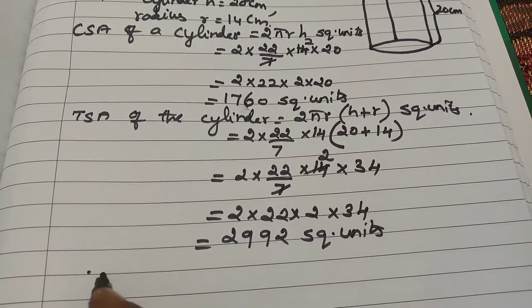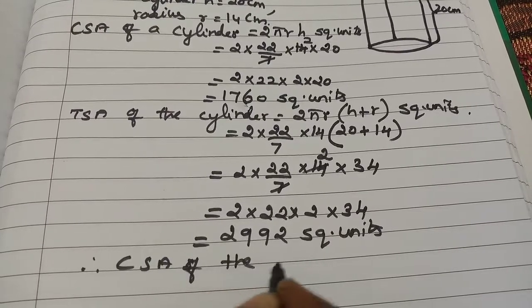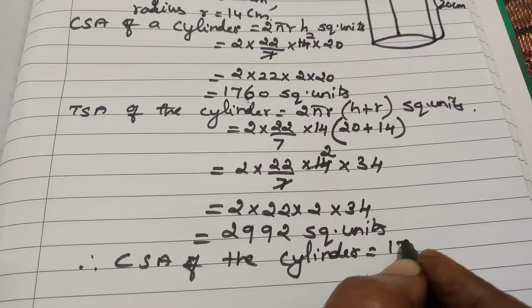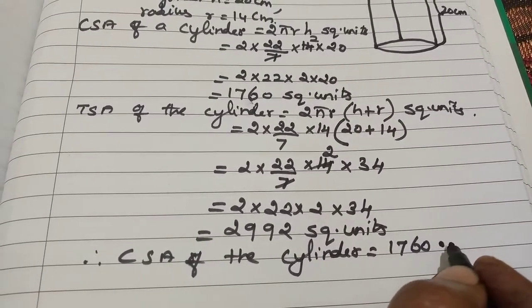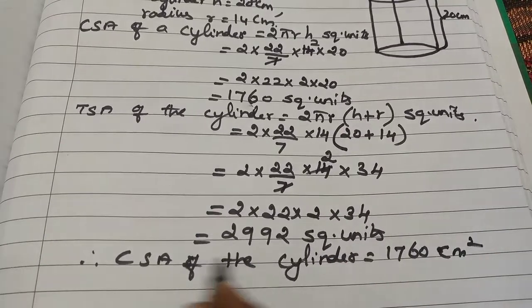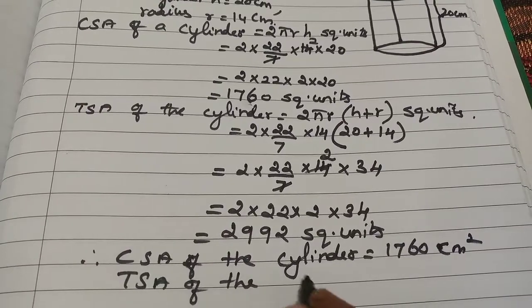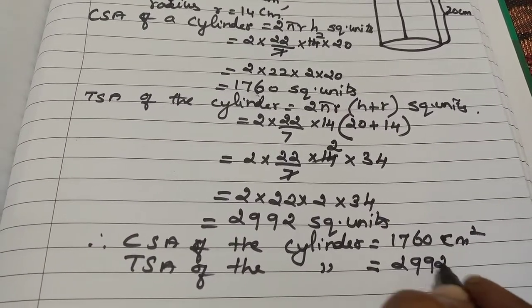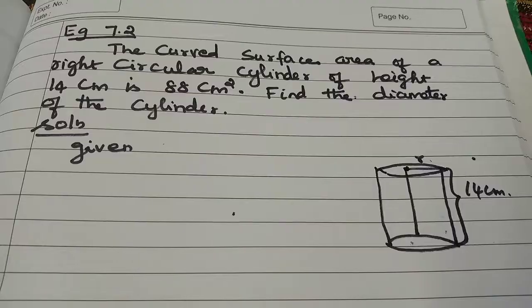Therefore, last answer we have to write: CSA of the cylinder equal to 1760 centimeter square, can write otherwise square units. Centimeter square, and TSA of the cylinder equal to 2992 centimeter square. Understood, students?